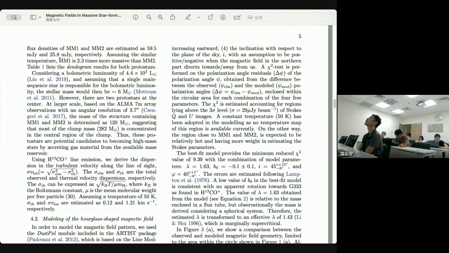Here, MM1 is 2.3 times more massive than MM2. Okay, let's stop there too.